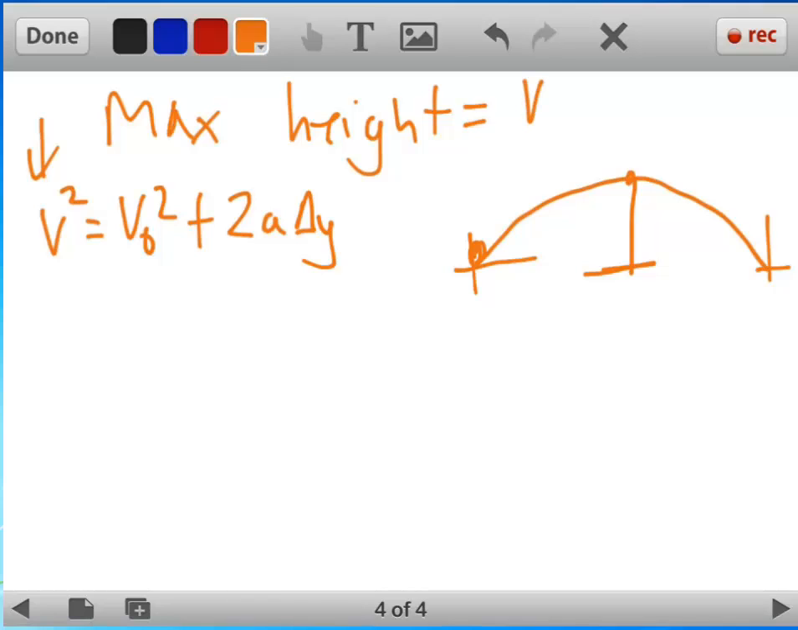At the maximum height, the velocity in the y direction is 0, right? Because it's not moving up, it hasn't started to move back down, it's just moving forward at that point. So its velocity in y is 0. Yes, it's still moving forward, but it's not moving up or down.